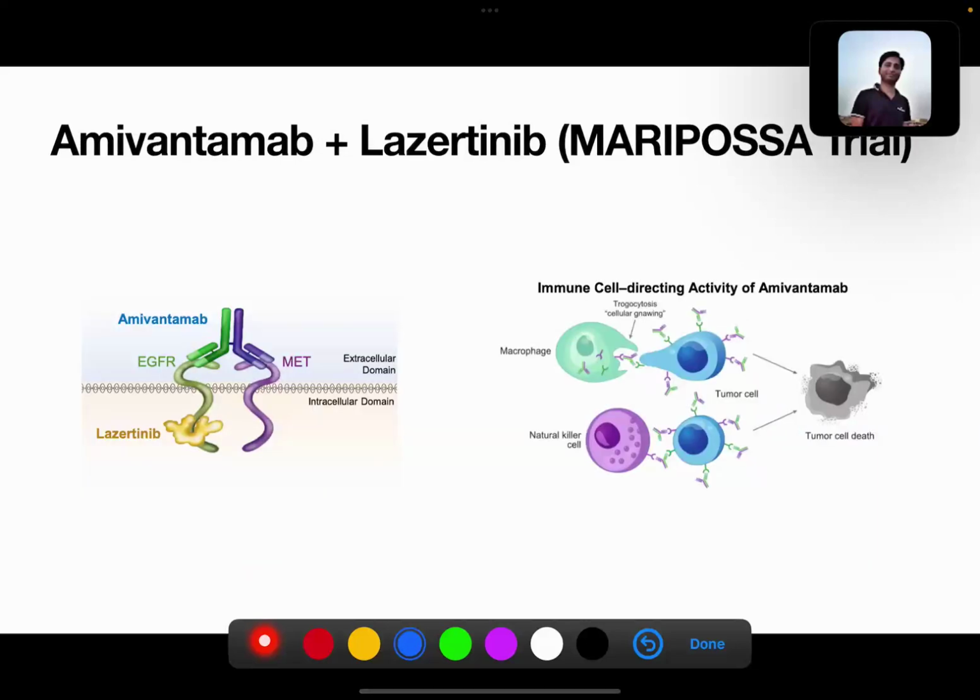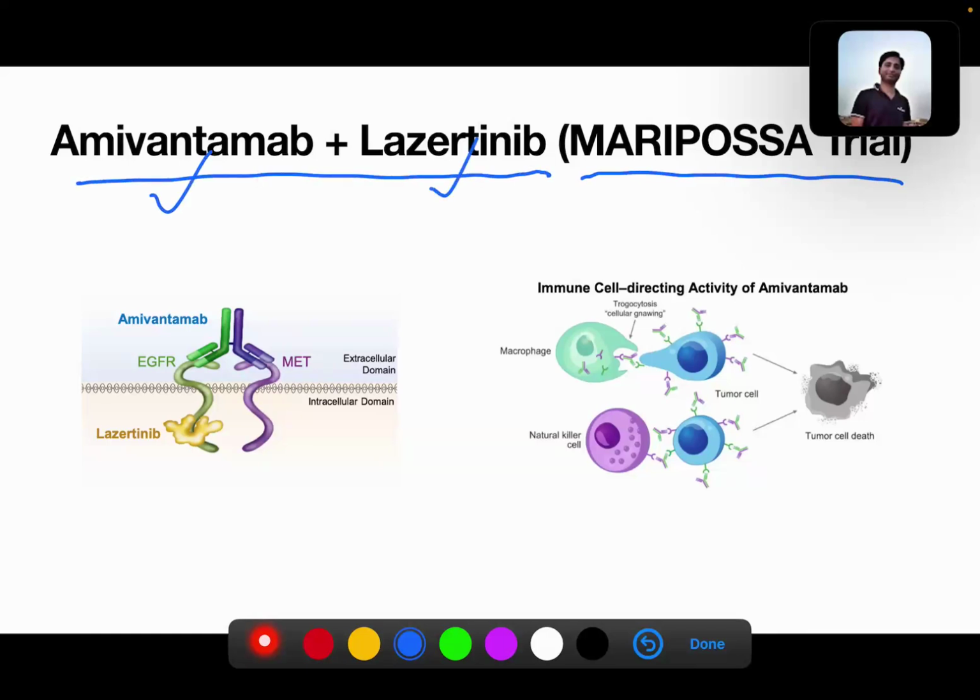The next combination therapy was based on the Mariposa trial. It was amivantamab plus lazertinib. Now, amivantamab is a bispecific monoclonal antibody. Unlike the anti-EGFR TKIs, it binds to the extracellular domain of the EGFR receptor and also the MET receptor. The MET receptor is the most common off-target resistance pathway for EGFR mutated lung cancers, so that is why MET was also included as part of this drug design. So it is a bispecific antibody that targets EGFR and MET.